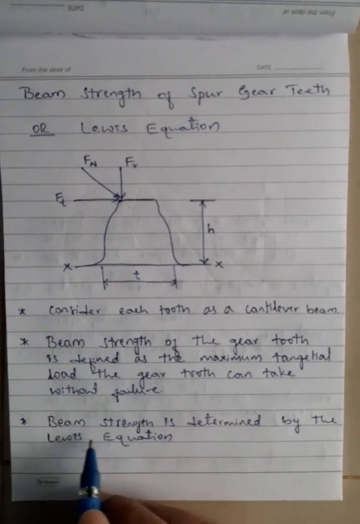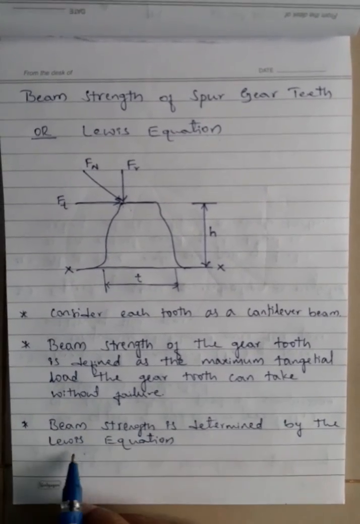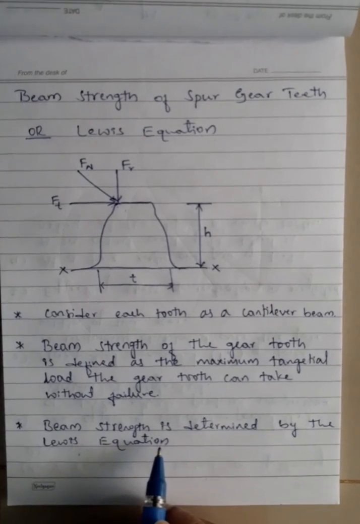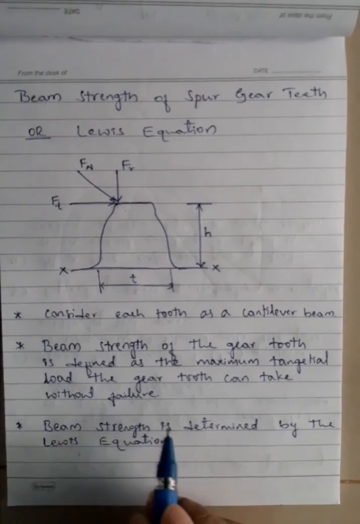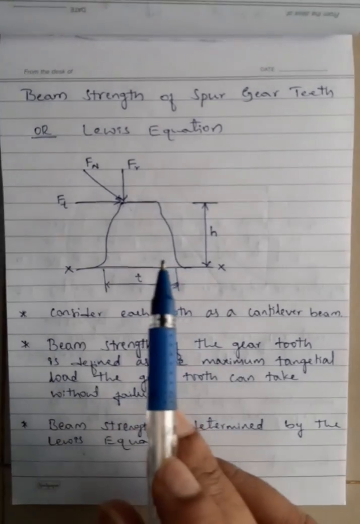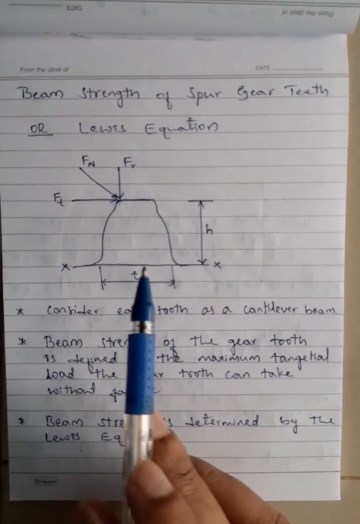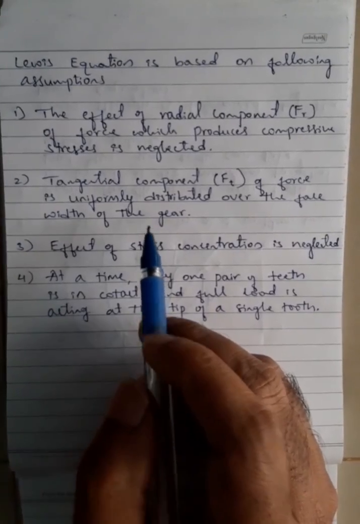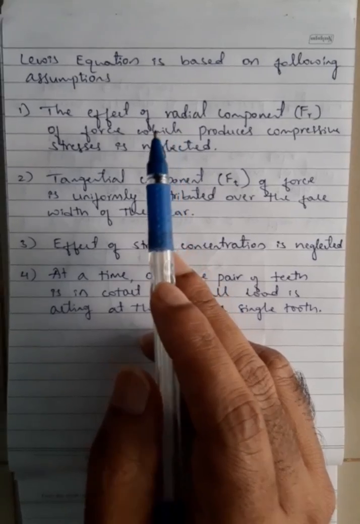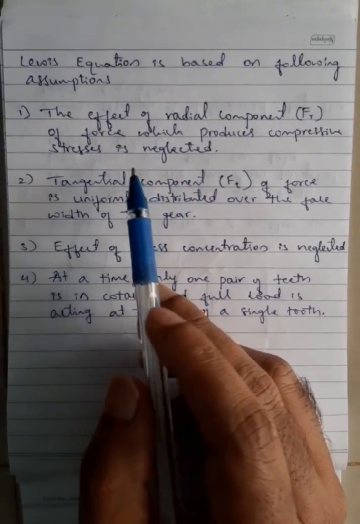To determine the beam strength, we use the Lewis equation. So, I hope you understood what beam strength and the Lewis equation are. To derive the Lewis equation, we have the following assumptions to be made.